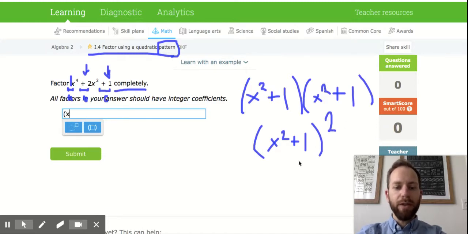So parentheses x to the power of 2. Hit the right arrow to make sure you're not writing in the exponent anymore. Plus 1, parentheses, to the power of, and we can also do shift 6 to do the shortcut. So x squared plus 1 quantity squared.